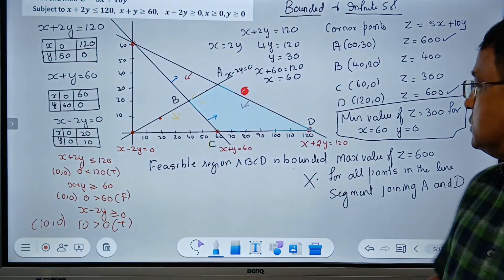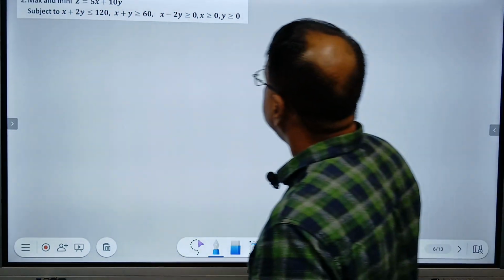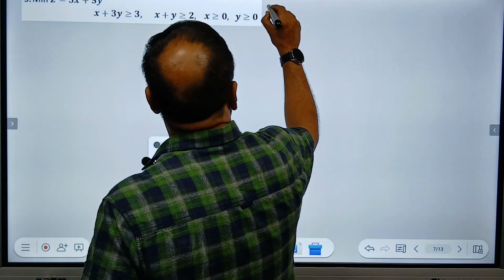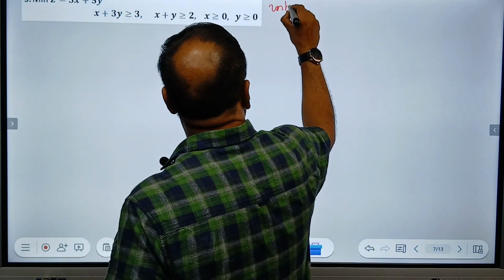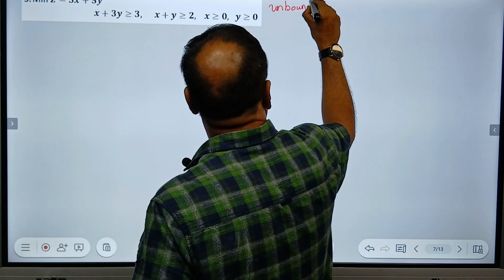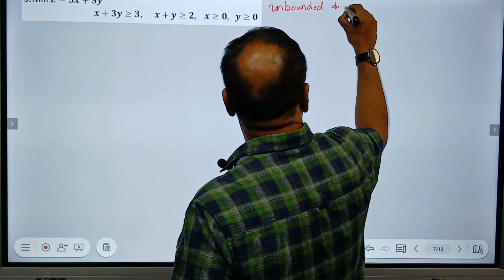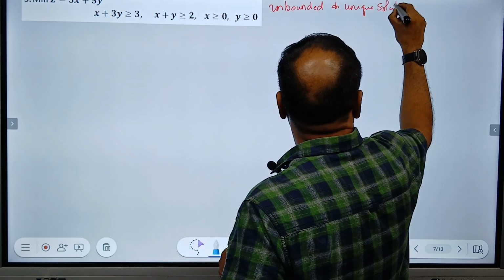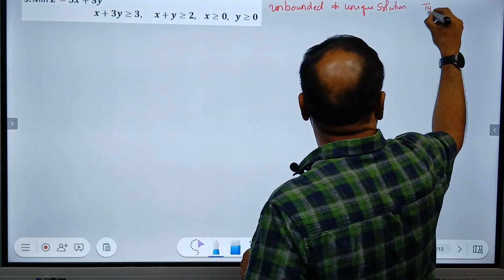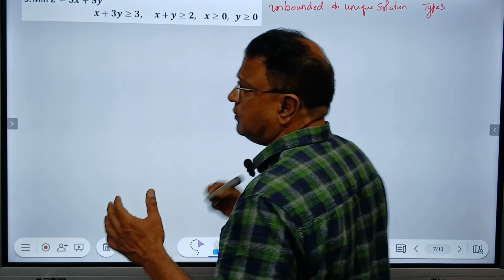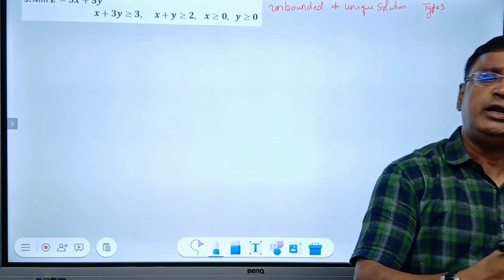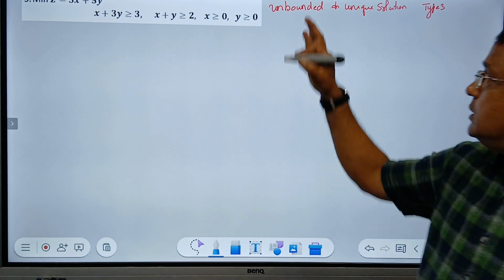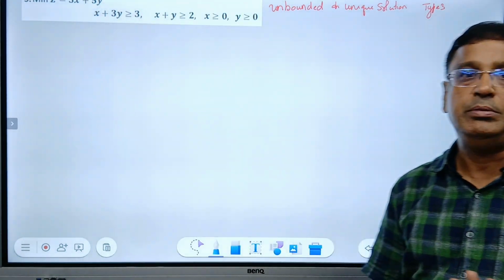Here again it's a new concept. The third one is unbounded and unique solution. This is type 3. If you know these around 4 to 5 types of problem, you can do any question. The method is the same. So if you refer to this video and understand these types, I think the entire LPP is clear to you.